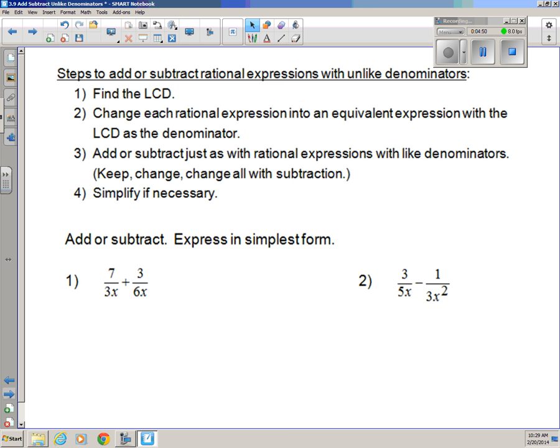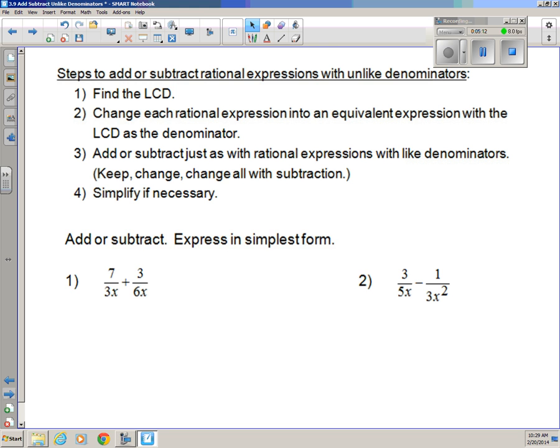When we're dealing with adding or subtracting rationals with unlike denominators, find the common denominator. Change each rational expression into an equivalent expression with that common denominator. Add or subtract just like you do with like denominators. Keep change all with subtraction. Don't forget with subtraction, you've got to watch your signs, and then simplify if you can.